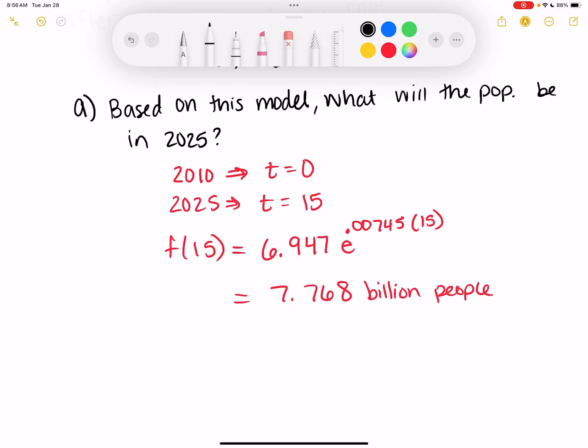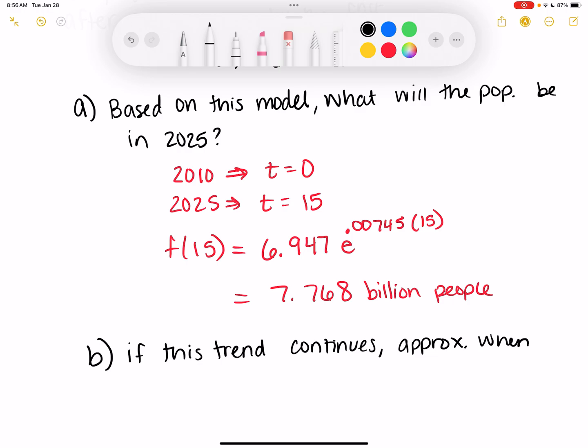Now, part B. If this trend continues, approximately when will the world population reach 9 billion?